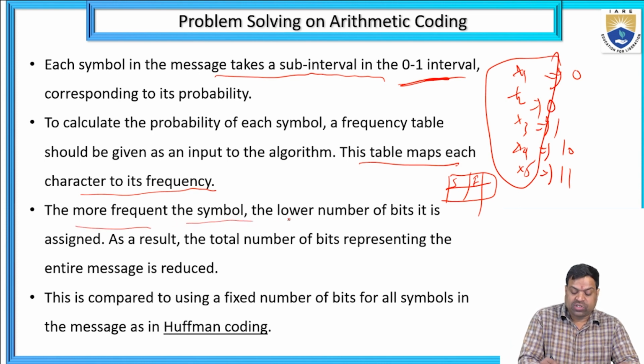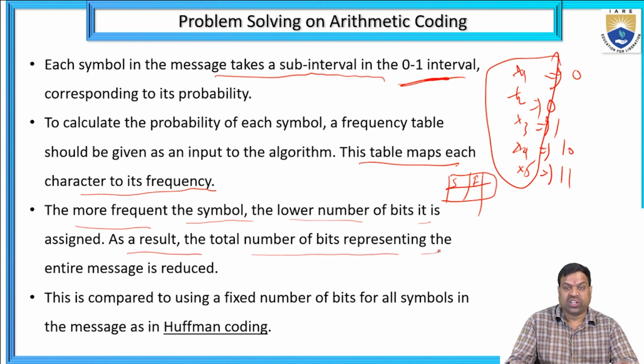The higher the frequency of a symbol, the fewer bits it is assigned. As a result, the total number of bits representing the entire message is reduced. This is compared to using a fixed number of bits for each symbol in the message, as in Huffman coding.